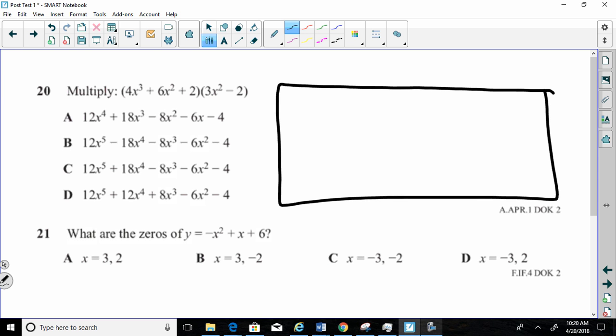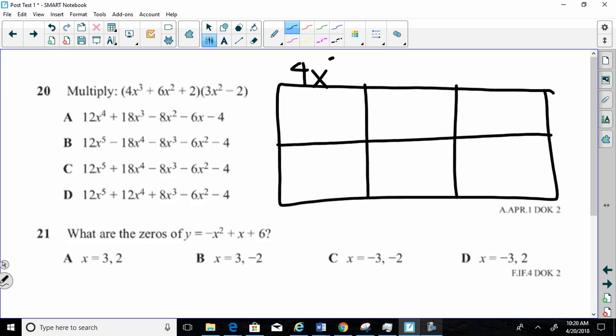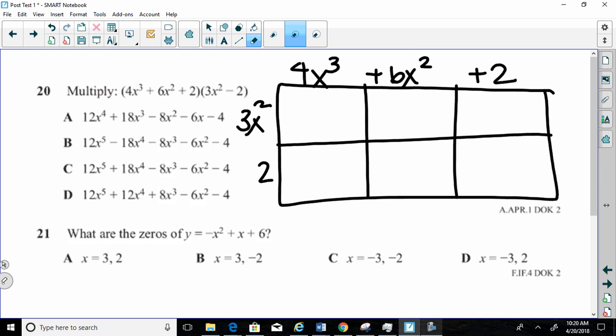I'm going to do box method. How many terms are in the first one? 3. I'm going to draw 3 boxes. How many are in the second one? I'm going to split this one into 2. And then I'm just going to write the expressions at the top. So 4x cubed plus 6x squared plus 2. And then 3x squared plus 2, minus 1 plus 6. Sorry, minus.